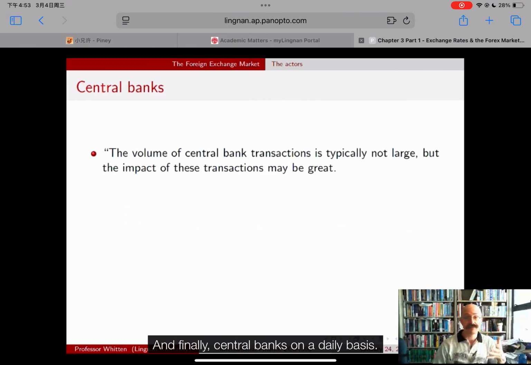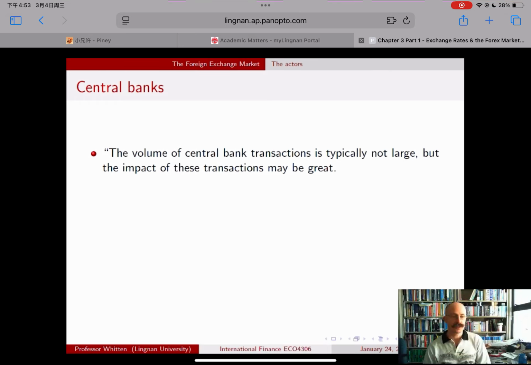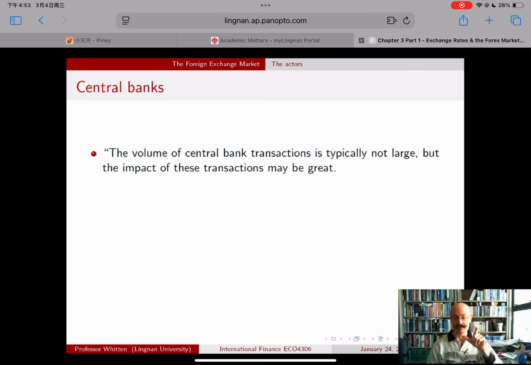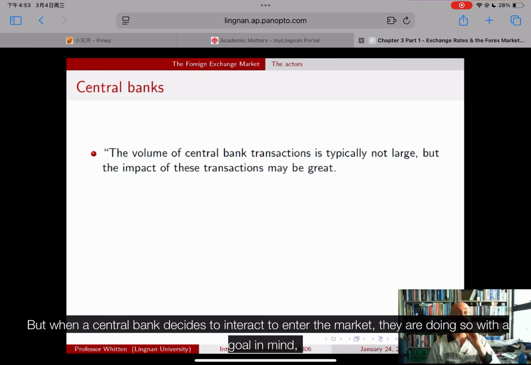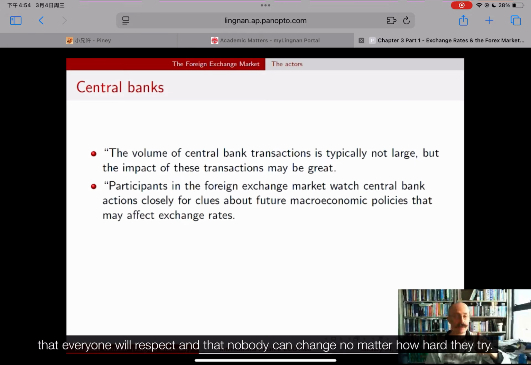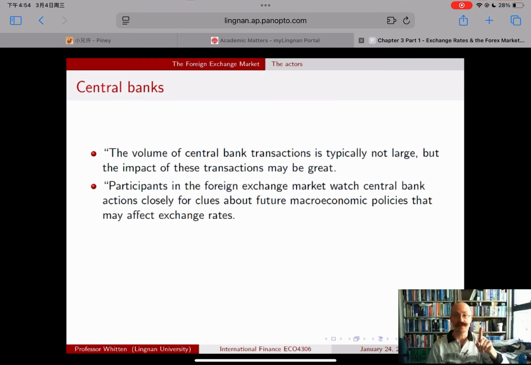And finally, central banks. On a daily basis, no central bank usually plays a large role measured in terms of volume. But when a central bank decides to interact, to enter the market, they are doing so with a goal in mind, because they do so with the intent of establishing a price in the international market that everyone will respect and that nobody can change, no matter how hard they try.